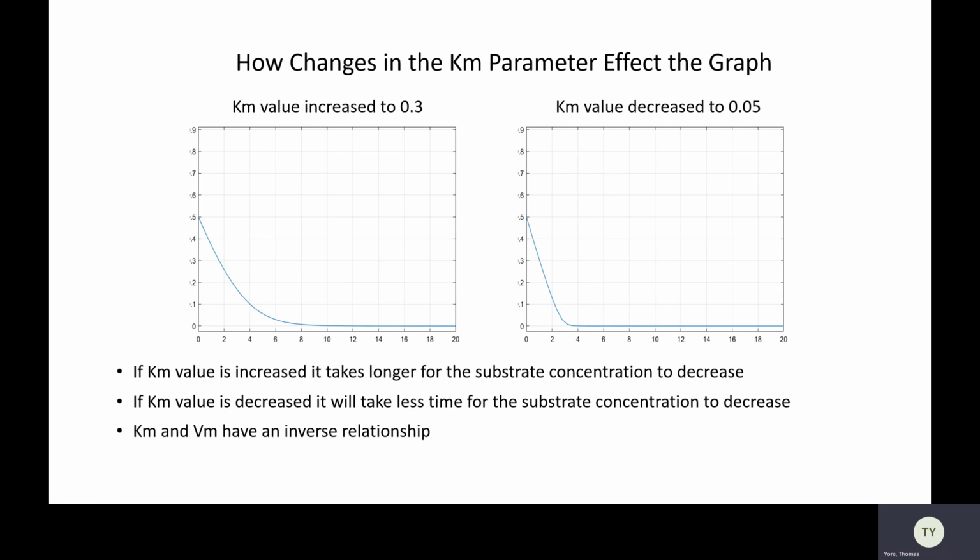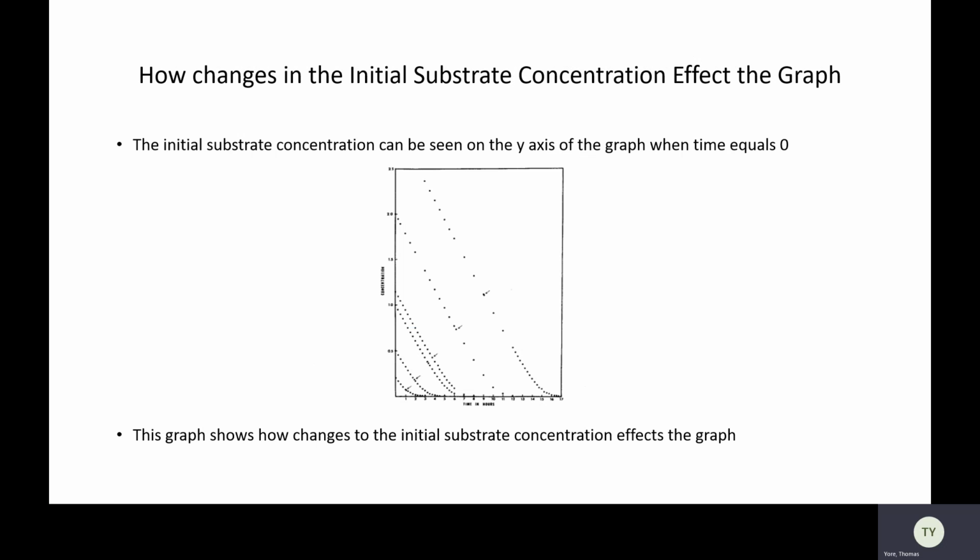How changes in the Km parameter affect the graph. When the Km value was increased to 0.3, it took longer for the substrate concentration to decrease. But when the Km value decreased to 0.05, it actually took less time for the substrate concentration to decrease. And after looking at the relationship between Km and Vm, it becomes apparent that they have an inverse relationship. So when one increases, the other decreases.